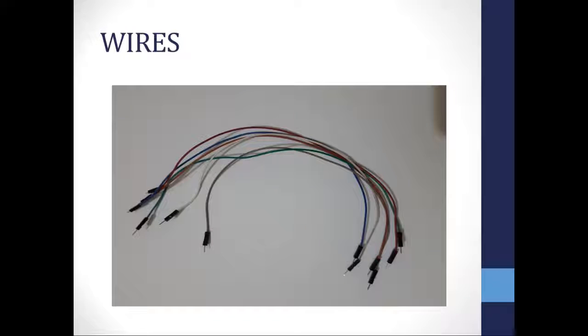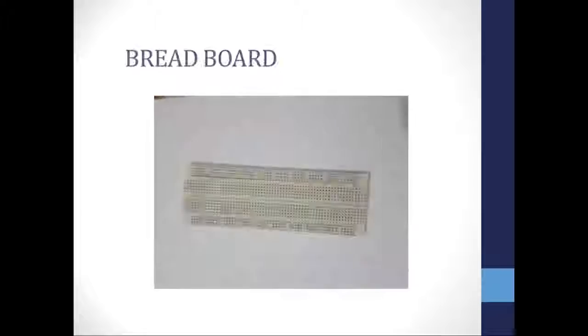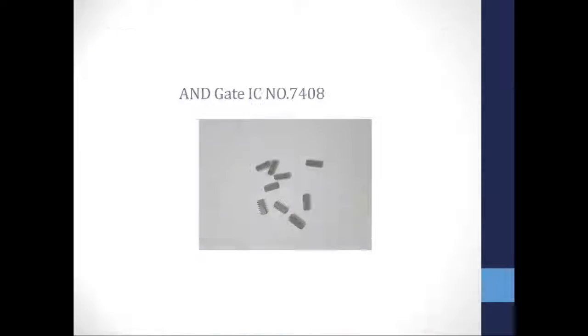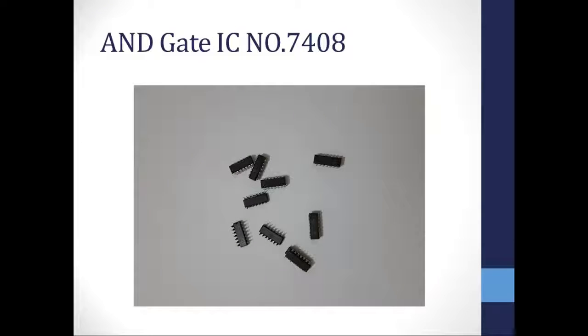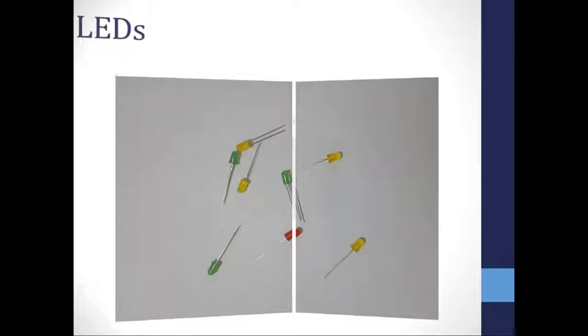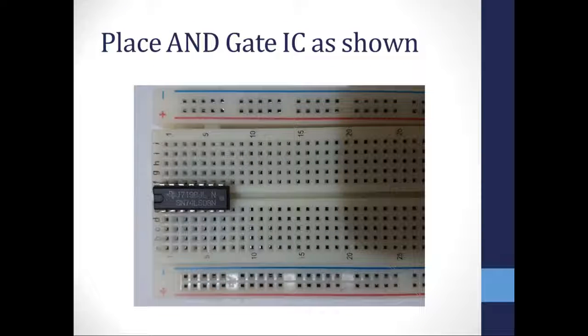Okay, the instruments and equipment used in this are the wires. You see what the wires look like. Breadboard, AND gate, whose IC number is 7408, and LEDs. Now, starting from here, it is the E column, here it is the F column, so place the AND gate IC accordingly. Just place it exactly like this.